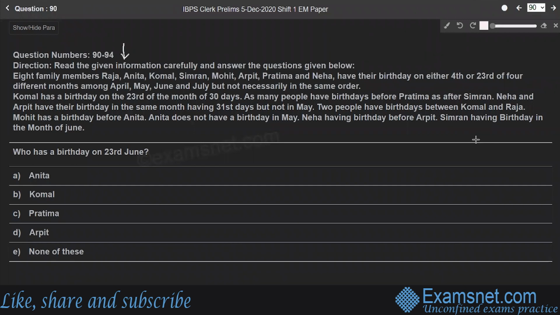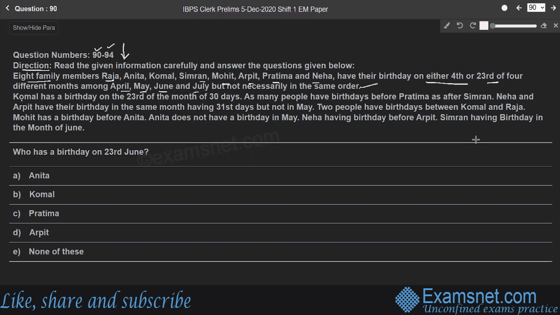Students, questions from 90 to 94. These questions are based on the below information. Here is the direction. Read the given information carefully and answer the questions given below. 8 family members, Raja, Anita, Komal, Simran, Mohit, Arpit, Pratima and Neha have their birthday on either 4th or 23rd of 4 different months among April, May, June and July, but not necessarily in the same order.